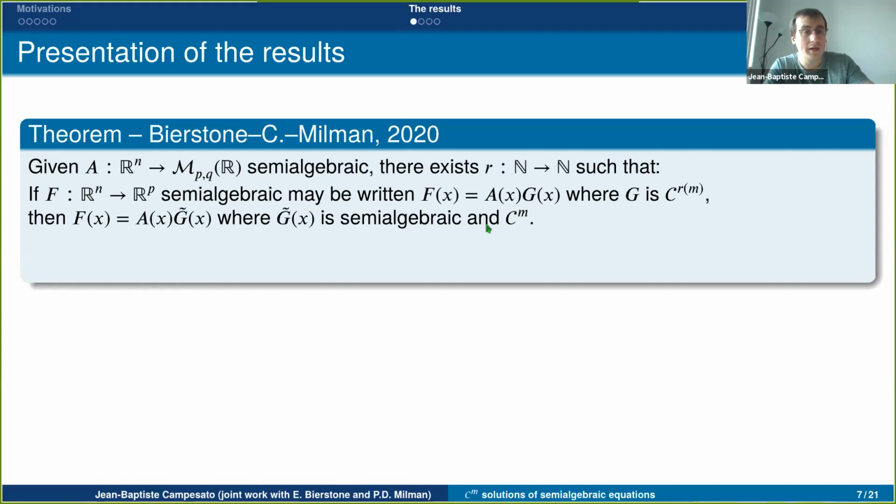If we want the semi-algebraic solution to be C^m, we need to start with a C^R(m) solution, but which may not be semi-algebraic. In general, we do not have a closed expression of R. Nonetheless, when the coefficients of A are not only semi-algebraic, but also infinitely differentiable or analytic, which is equivalent in this case, then we can prove that R is actually an affine function. But I won't talk about this special case today.